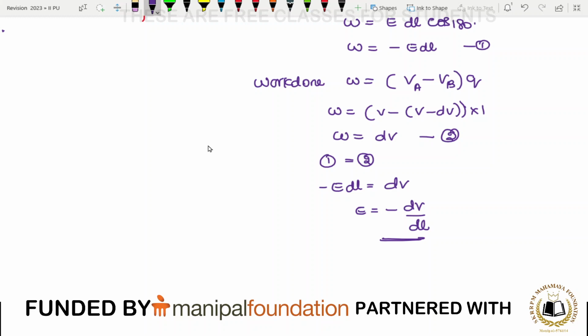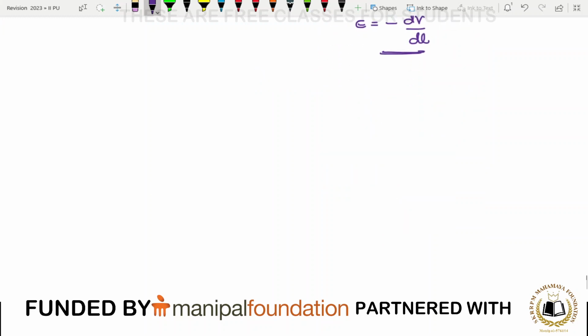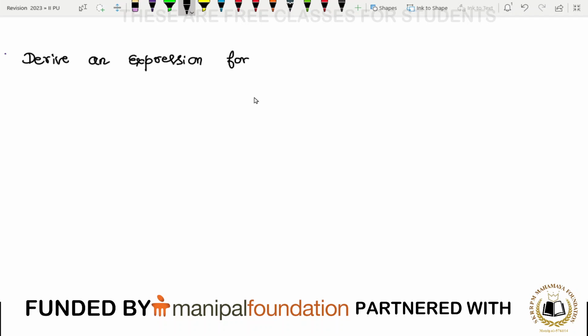Derive an expression for the next derivation. This is a small 3-mark question. This also carries 3 marks. So derive an expression for electric potential energy.